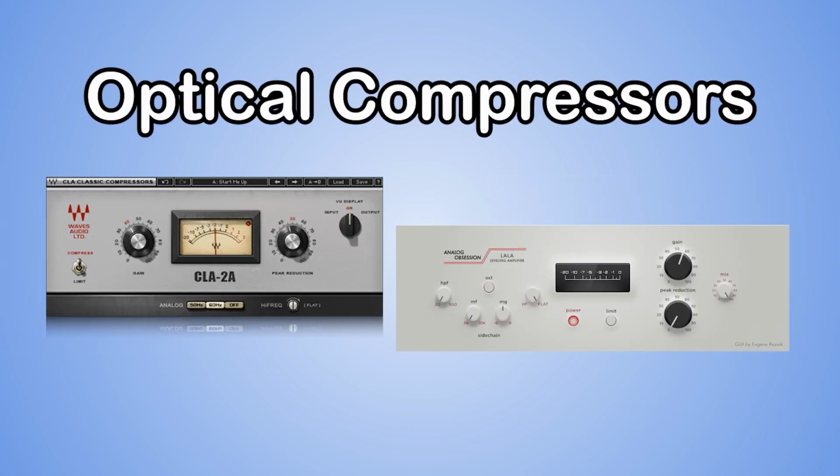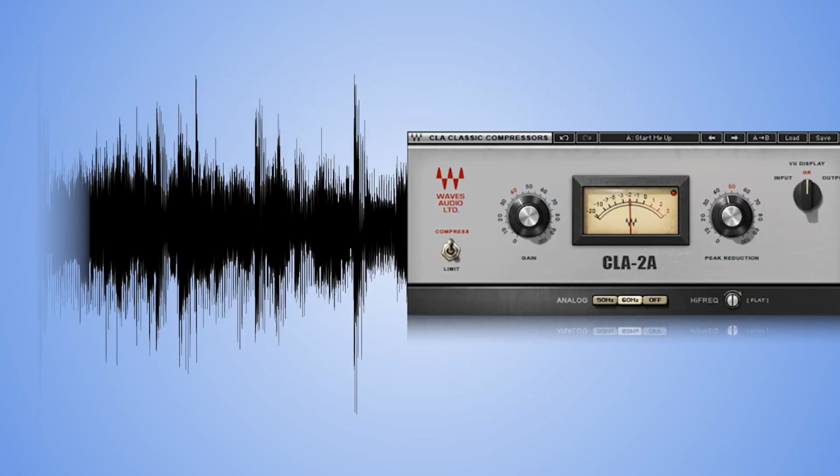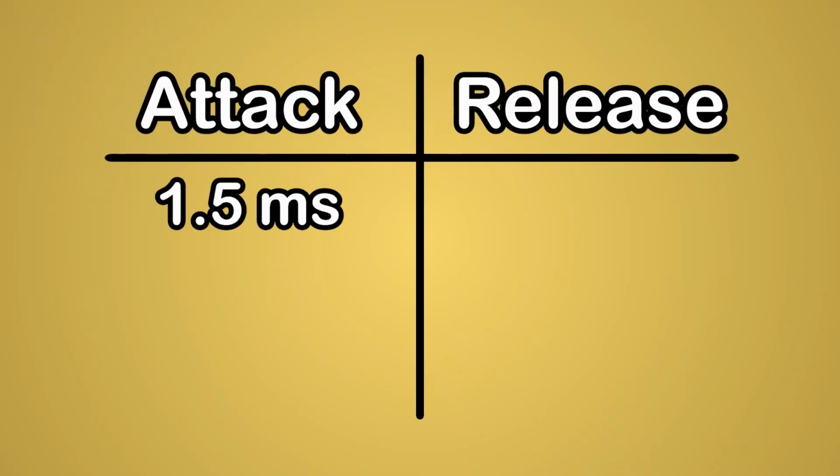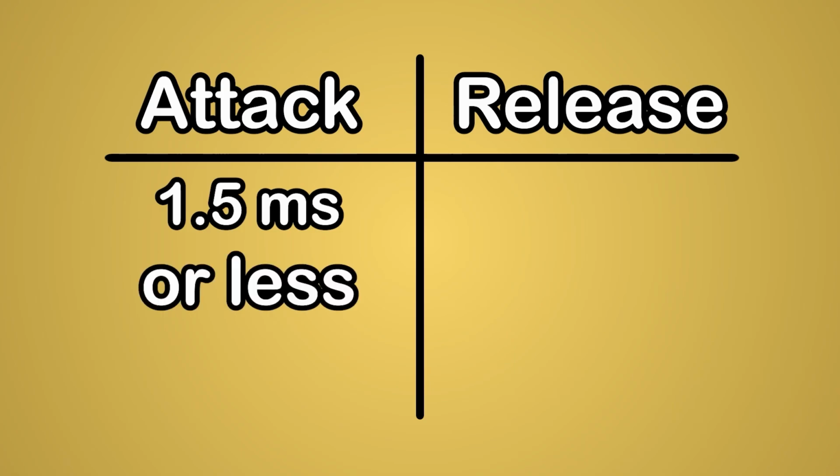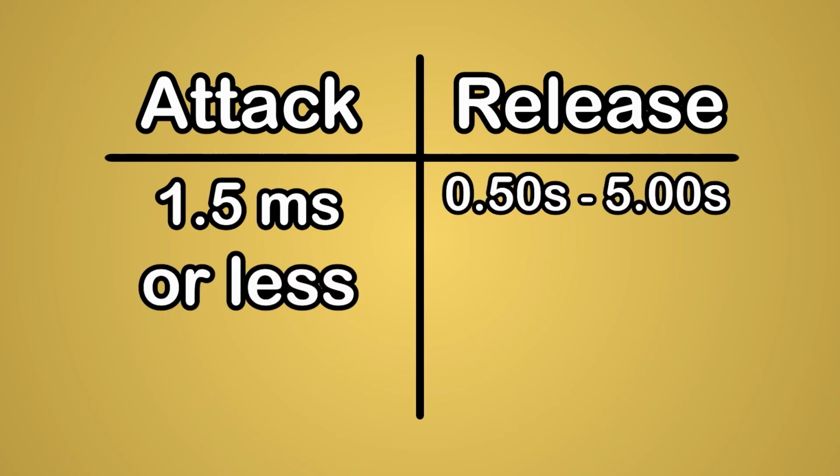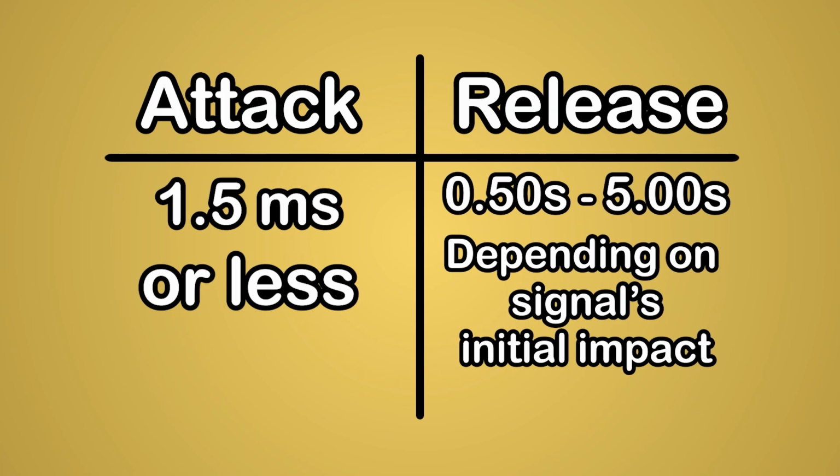These don't have attack or release knobs because these parameters depend on how the music initially hits the compressor. They're predetermined for you based on the sound, and we'll be going over the awesome ways in which it does that. But for those people that want a quick answer, the attack is 1.5 milliseconds or less, and the release is 0.5 to 5 seconds depending on how hard the signal hits initially.